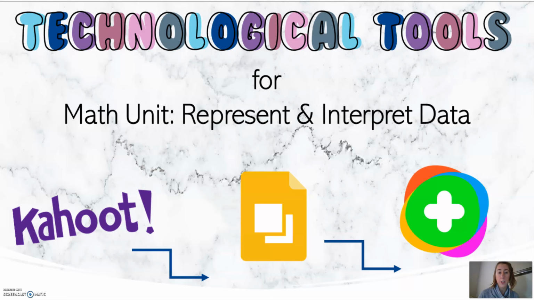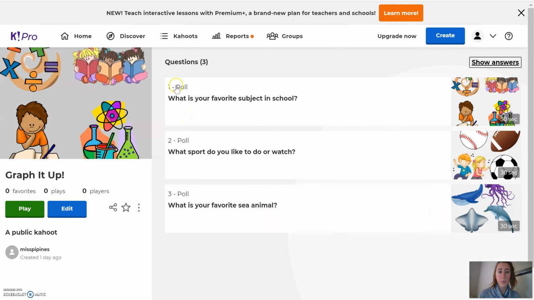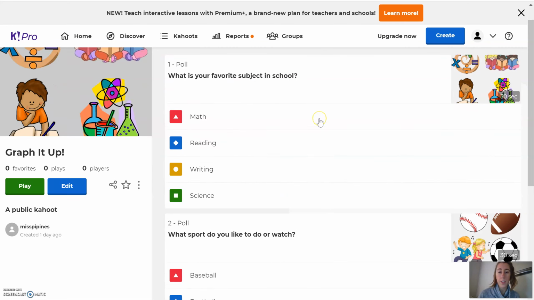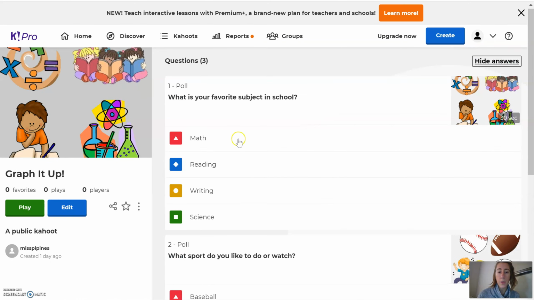So my three digital tools, I'm going to use Kahoot, Google Slides, and Flipgrid. So first I would use Kahoot. In the Kahoot, I would make up three different polls for my students. And these polls consist of: what is your favorite subject in school? And they would just vote on which one is their favorite subject.